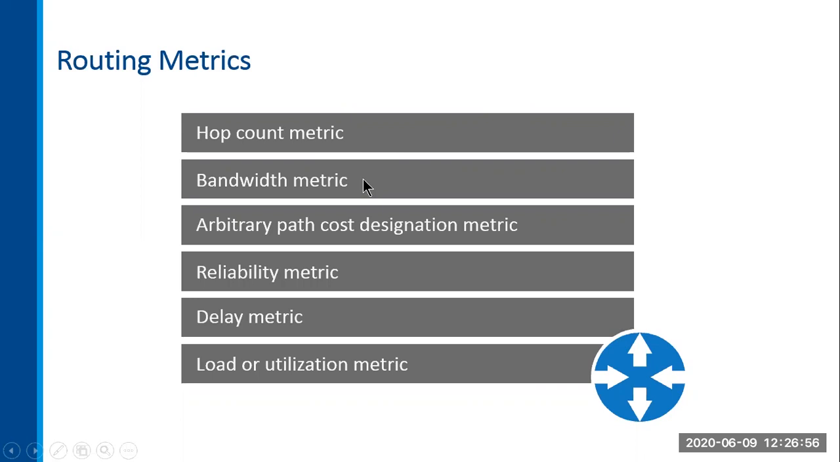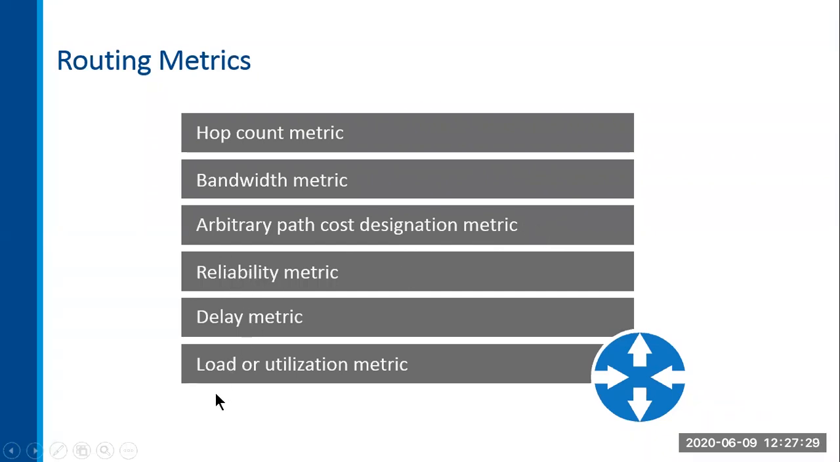Bandwidth is much more sophisticated. It says, okay, let me measure the bandwidth of each link, and figure out the bandwidth of the entire path, and I'll choose the path with the best bandwidth. Similarly, we can arbitrarily assign a cost, a numeric or monetary cost, to each link of the path, and then the router will pick the path with the lowest cost. So that's fairly logical as well.